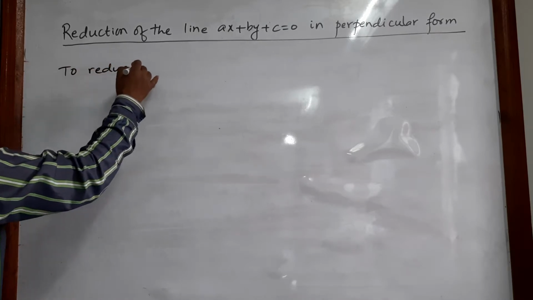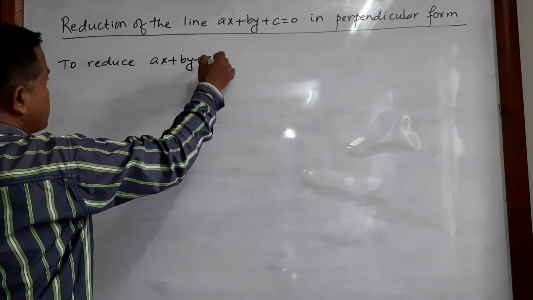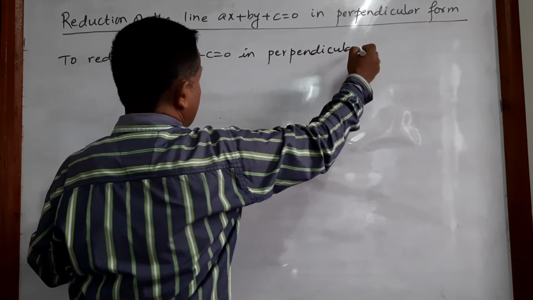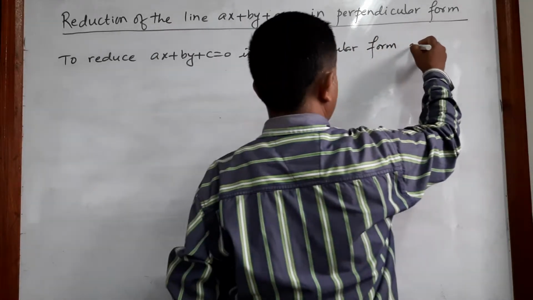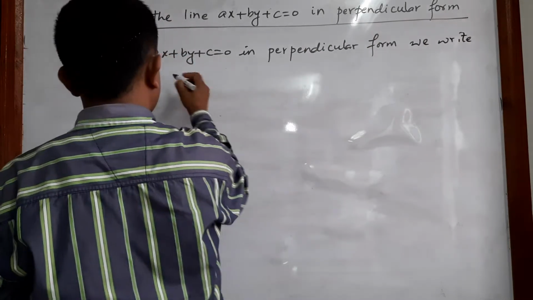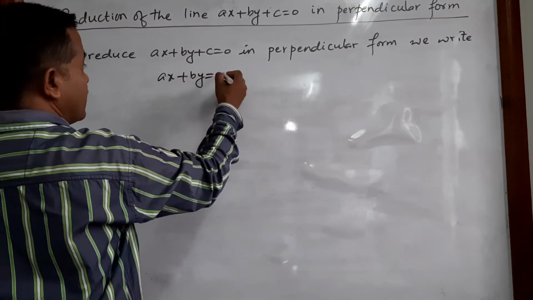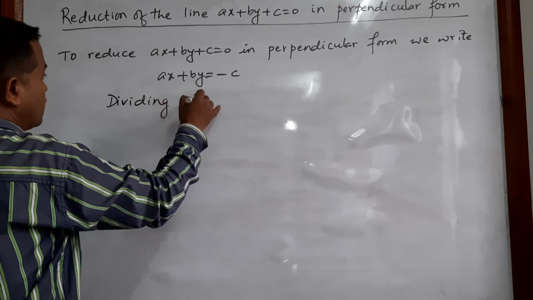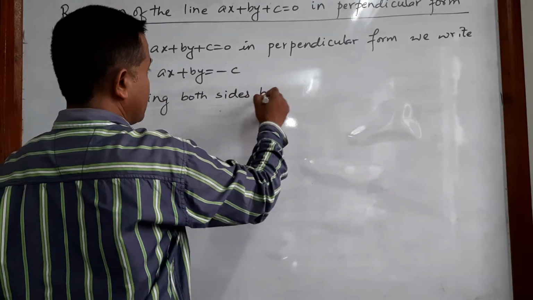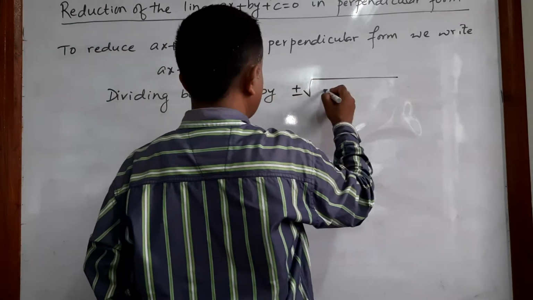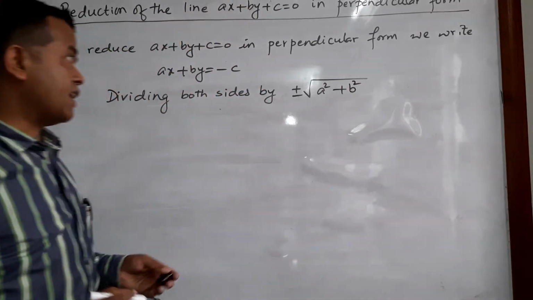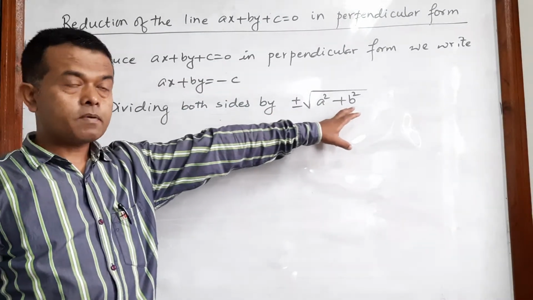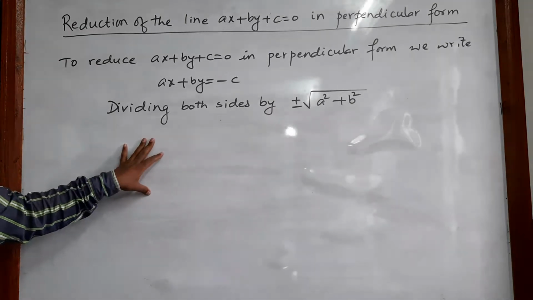To reduce ax plus by plus c equals to 0 into perpendicular form, we write ax plus by equals to minus c, and divide both sides by plus minus root over a square plus b square. So why do we need to divide by this?